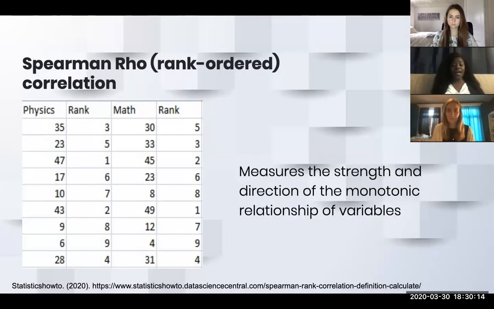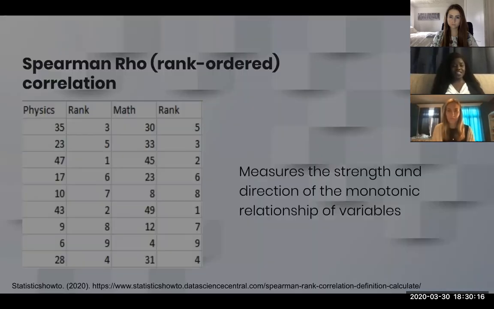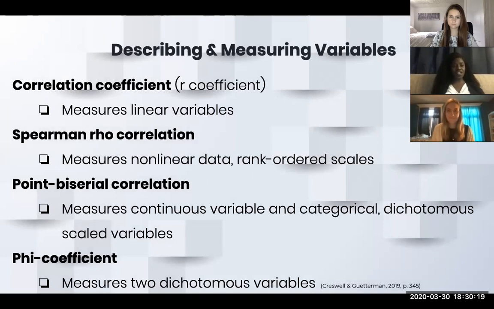Okay, so a little bit of technical difficulties here, but we're still on track. And we're going to talk about describing and measuring variables. So correlation coefficient, again, this has already been explained. It's the R coefficient, and this is mostly used when the variables are linear, meaning they are continuous variables.